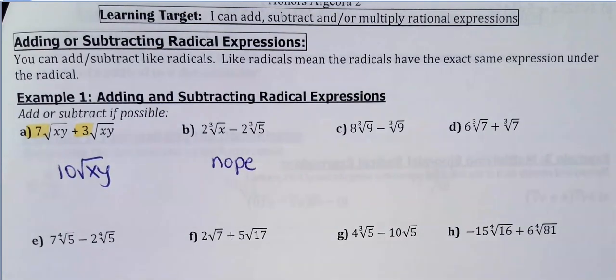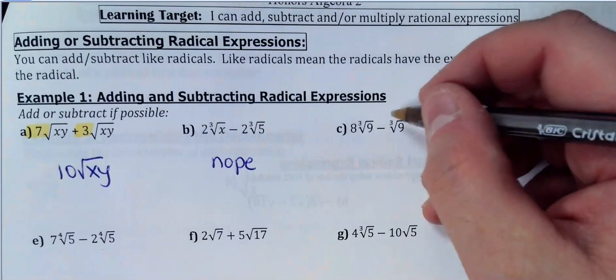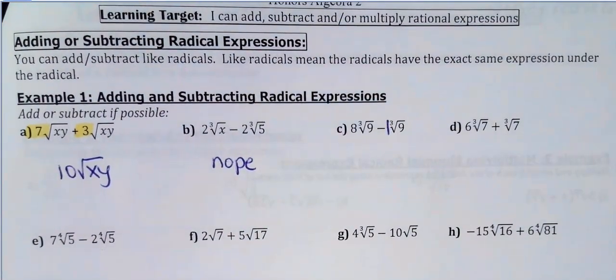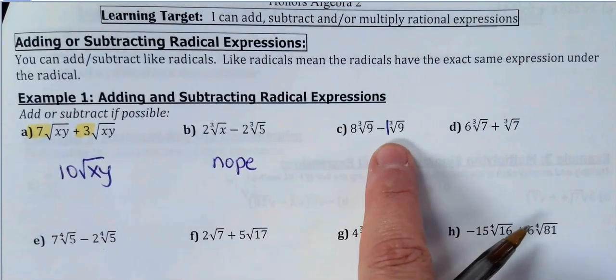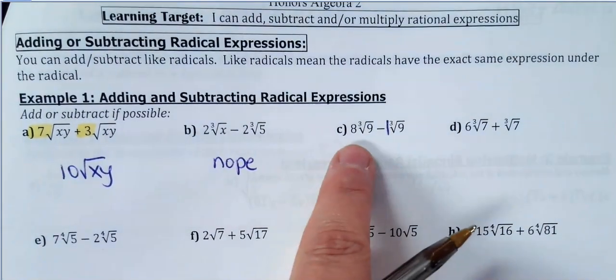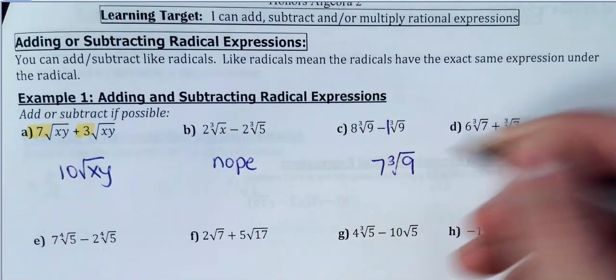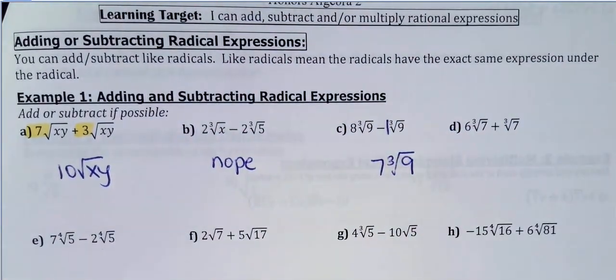What if I had 8 cube roots of 9 minus the cube root of 9? 7. This always throws people off because there's no 1 in front of this, but this is 8 of these minus 1 of them, so there's 7 of them. And then again, you don't change what's under the radical, it doesn't become 18 or anything like that. They stay exactly the same.